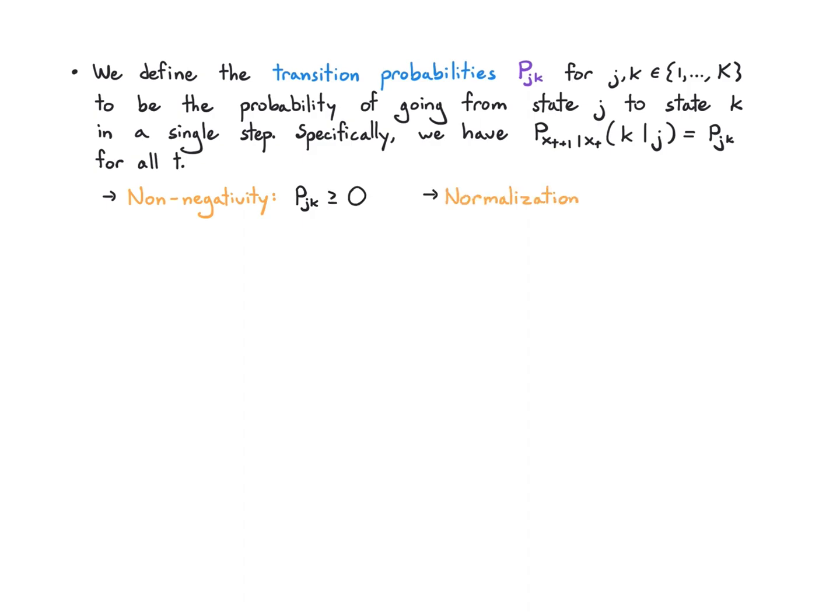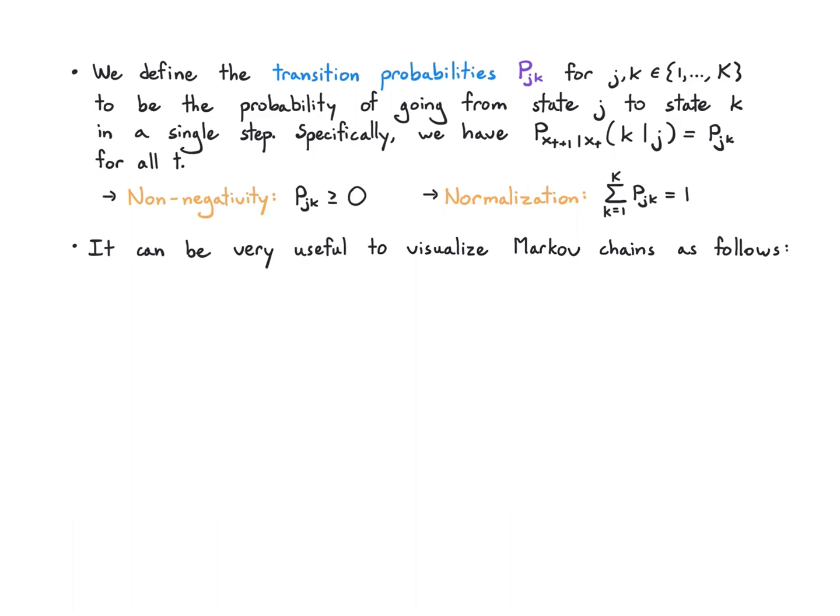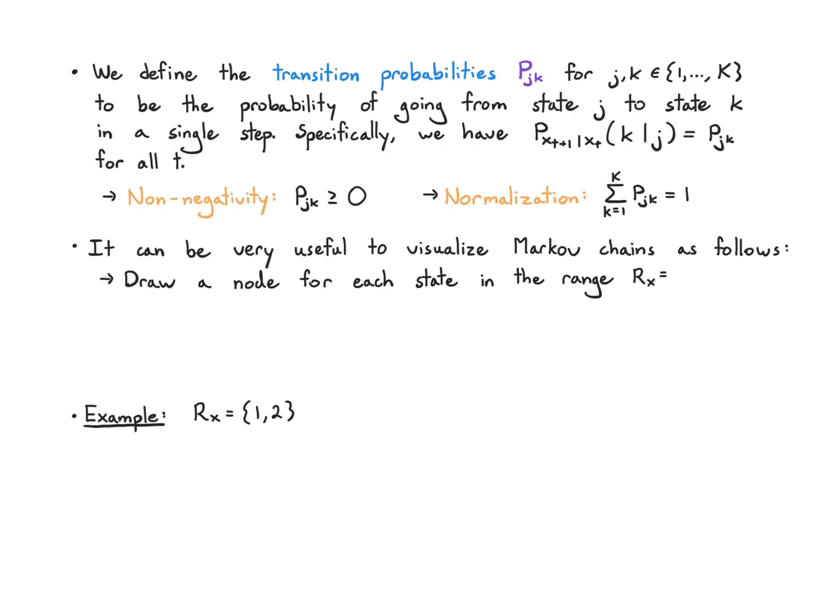So if you add them up, summing over k, because k is where you're going, you get 1. And it can be really useful to visualize Markov chains with a diagram. So this is how we do it. First, we draw, so let's say we have two nodes. We're going to draw a node for each state in the range. So remember, we're always writing the range as 1 through k. In this example, just 1, 2. So I'm going to draw 2 nodes, and I'm going to draw out the transition probabilities here.